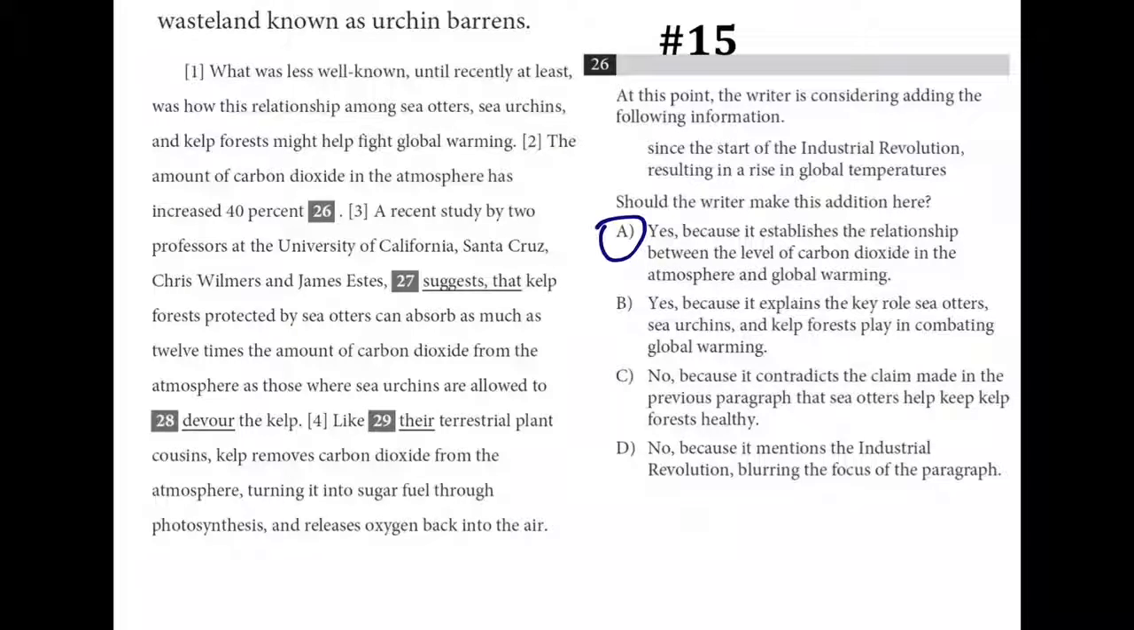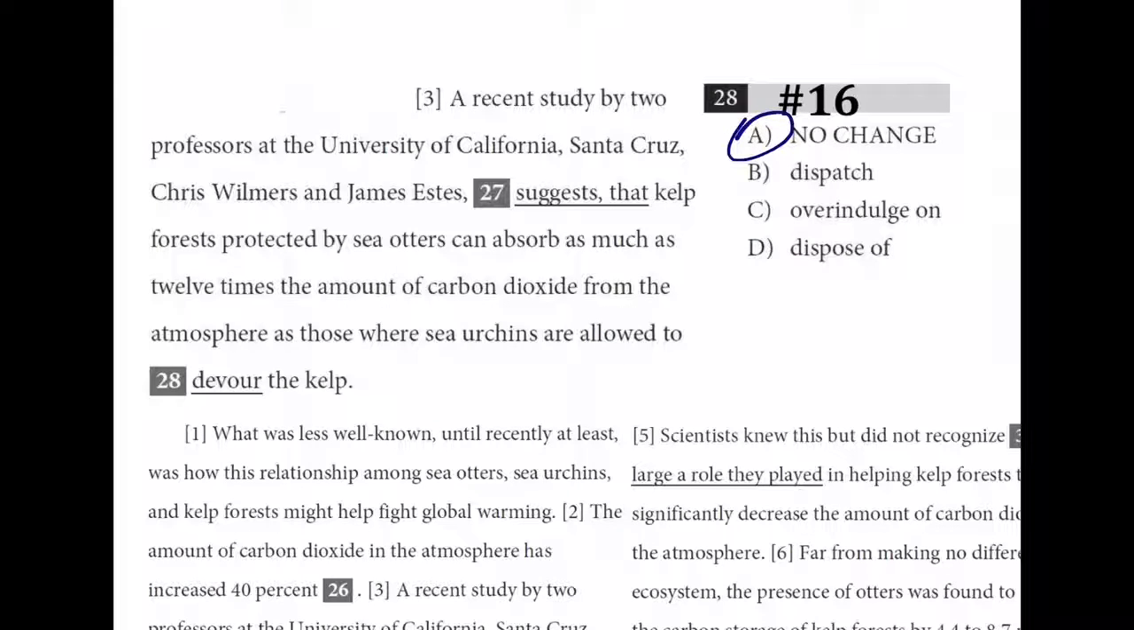28. A. No change is the best answer, because it accurately reflects the fact that sea urchins graze voraciously on kelp, as stated in the first paragraph, and it also maintains the tone of the passage.